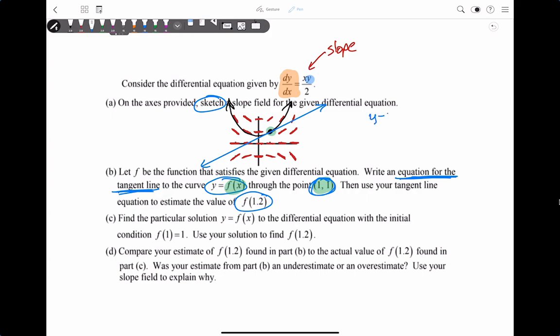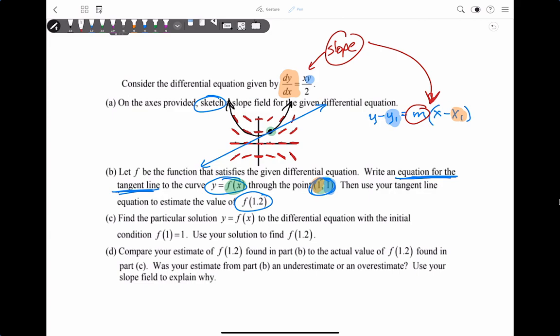So we have y minus y1 equals m times x minus x1. This is our tangent line equation. We know that our input is 1, so that'll go here. And we know that our output is also 1, that'll go over here. Okay, so now we have to find the slope, which is our m value at this point.